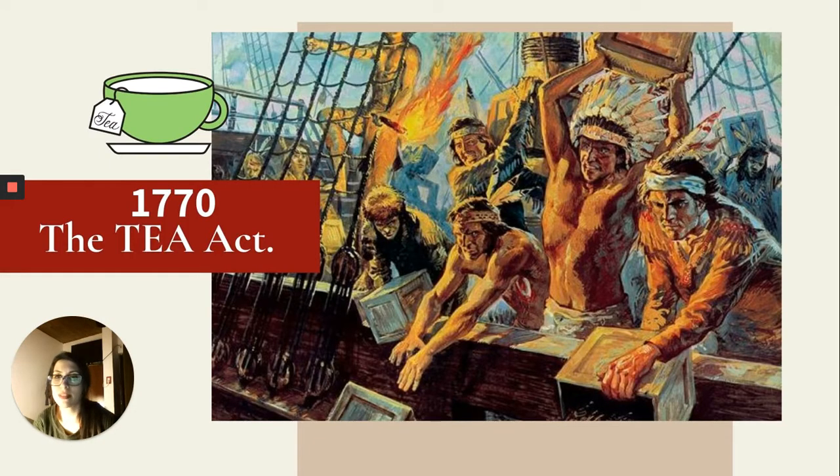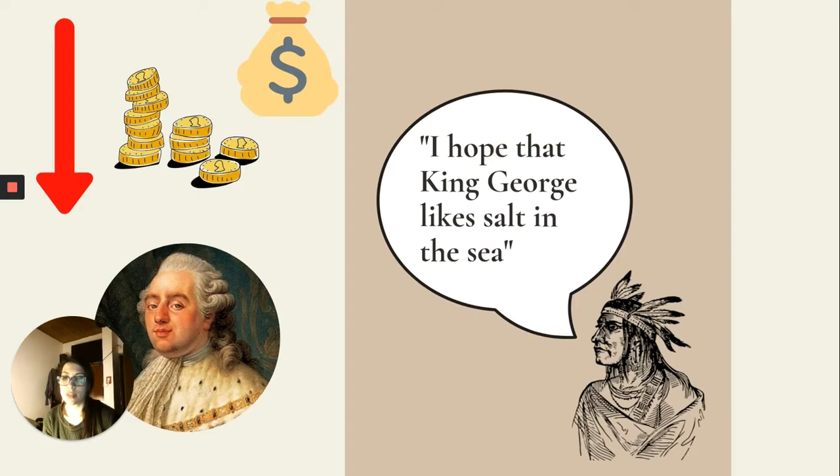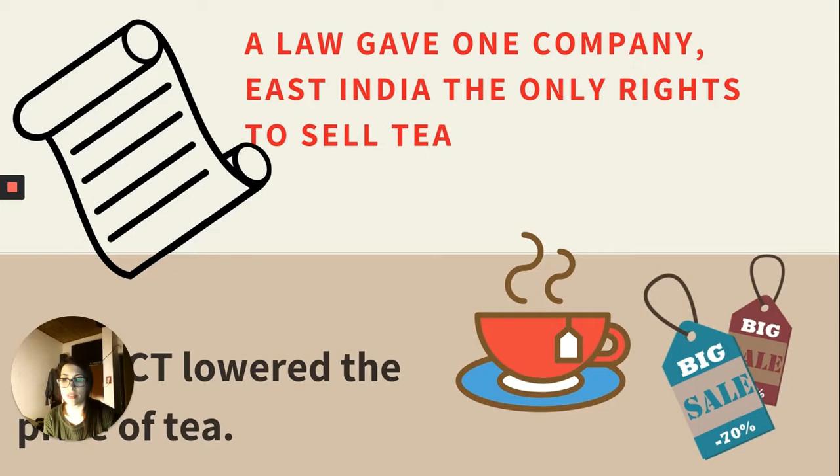In 1773, the Tea Act led colonists to board British merchant ships in Boston and throw cases of tea into the sea. British merchants lost money. A law gave one company, the East India Company, the only rights to sell tea. This act lowered the price of tea. It restricted the colonies from acting as shippers and merchants of this valuable product.